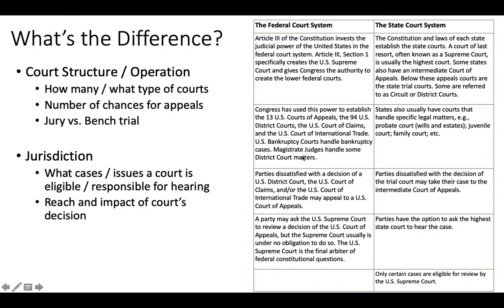As you can see in the bottom two boxes, the two systems have a different process and different number of options for having a case appealed and reviewed if one of the parties believes the case has not been resolved properly. Please take a moment to review this chart before moving on with the video lecture.